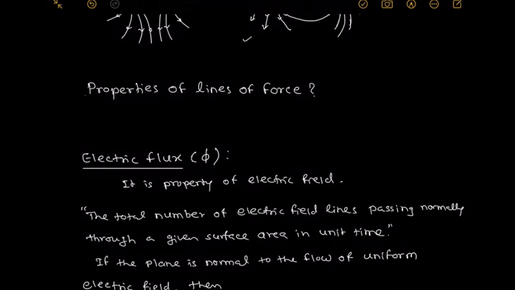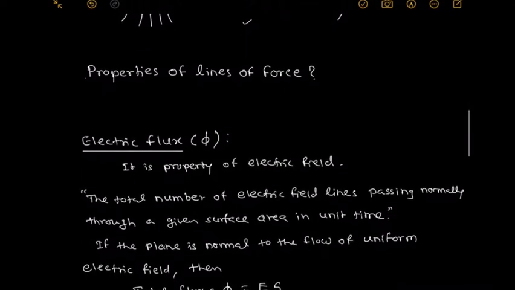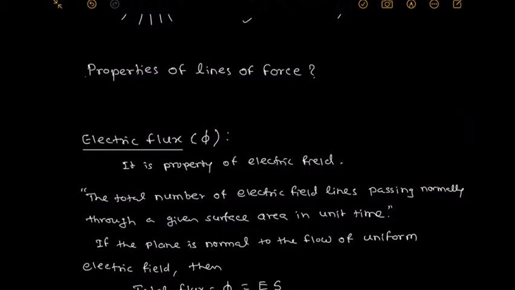Electric flux is the property of a vector field. As an example of a vector field, we take the electric field. The electric field is a vector quantity and therefore it is the property of the electric field also. Now how do we define electric flux? The total number of electric field lines that we showed earlier, when passing normally through a given surface area in unit time, is known as electric flux.